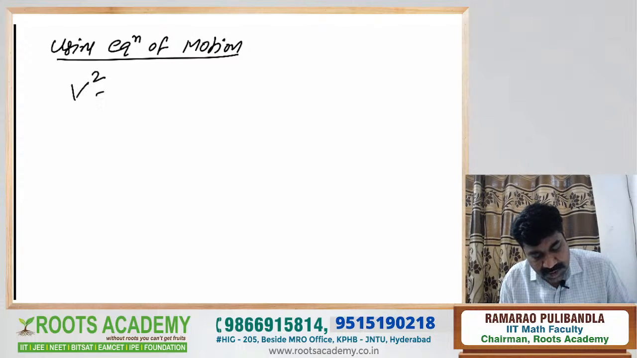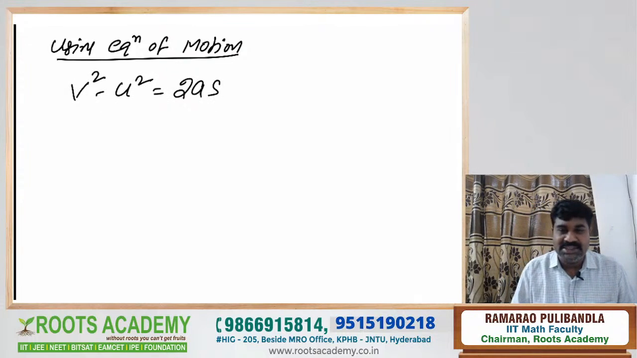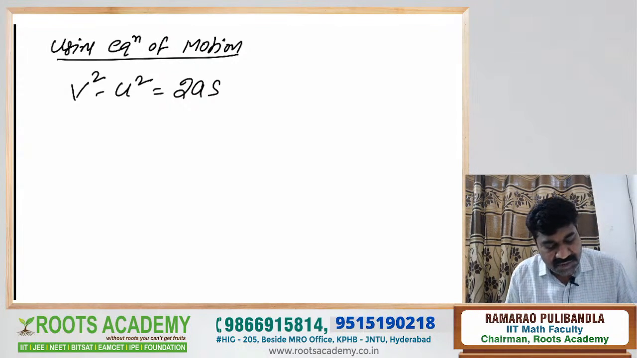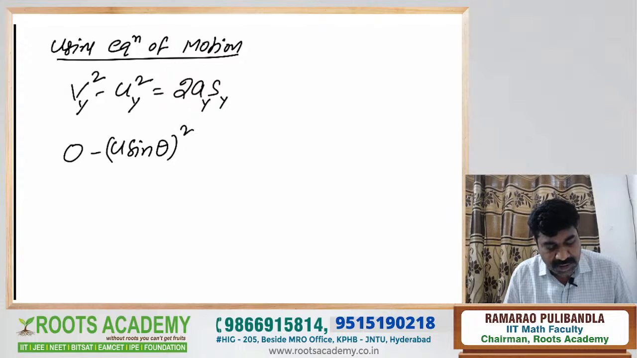V square minus U square is equal to 2AS. Here, for the vertical component of velocity, Vy square minus Uy square is equal to 2 into Ay into Sy. What is the vertical component of velocity Vy value? It is 0. Minus Uy, which is U sin theta, whole square, is equal to 2 into Ay, which is nothing but minus G.